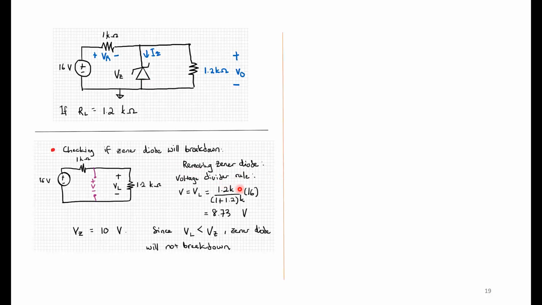So we remove the Zener diode. Let's do the voltage divider rule. Let's have a look at VL when the diode is not there, with a power supply of 16 volts. If we do this voltage divider rule between 1 kilo ohm and 1.2 kilo ohm for our load, we find that VL is 8.73, and 8.73 is less than VZ, which is 10 volts, which means the Zener diode will not break down. Even though the Zener diode does not break down, there is still current in the circuit, except that it does not pass through the Zener diode. It just goes through R and then RL.